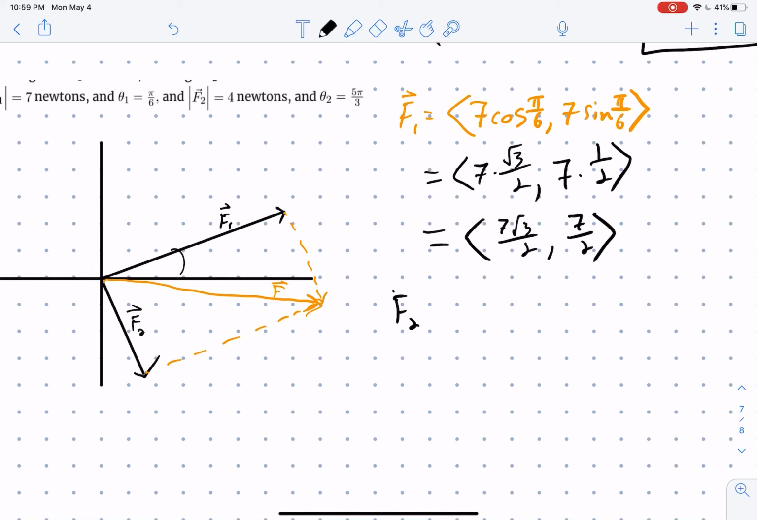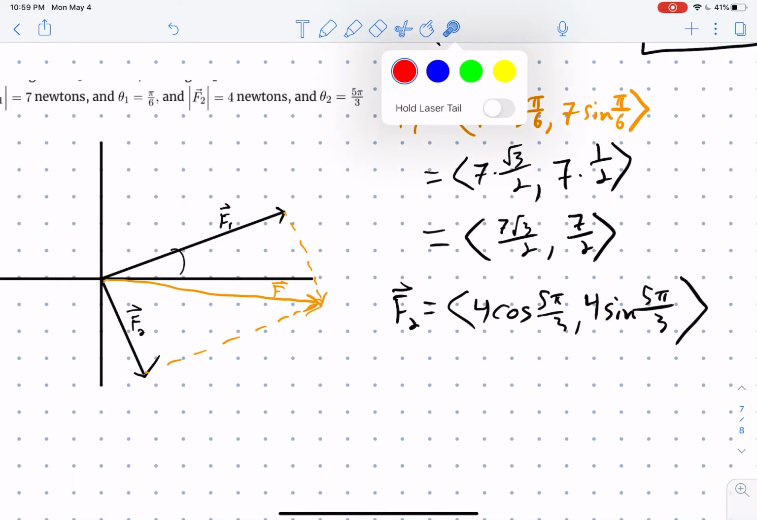Now let's take a look at F2. For F2, this is 4 times cosine 5 pi over 3, 4 times sine 5 pi over 3. Once again, 5 pi over 3.